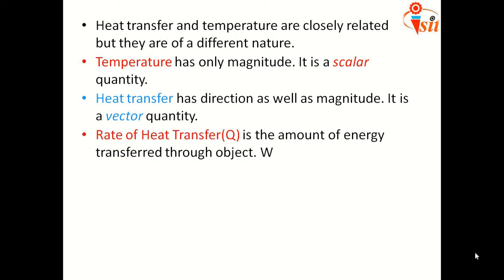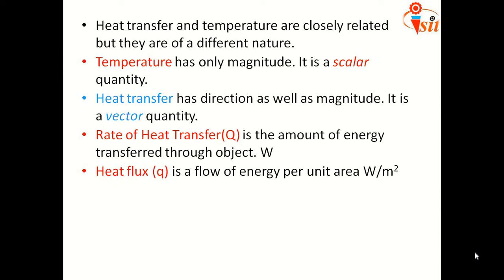The rate of heat transfer, as we have seen in Fourier's law, is indicated by capital Q. It is the amount of energy transferred through an object, and its unit is the watt. Heat flux, denoted by small q, is the flow of energy per unit area. In Fourier's law, Q is equal to minus kA dT upon dx. If I put Q upon A on the left side, that will be the heat flux.